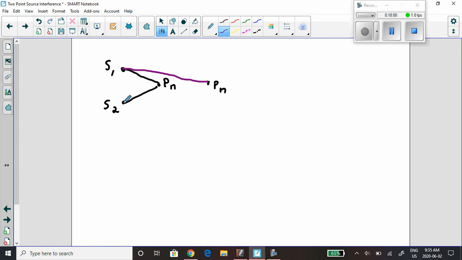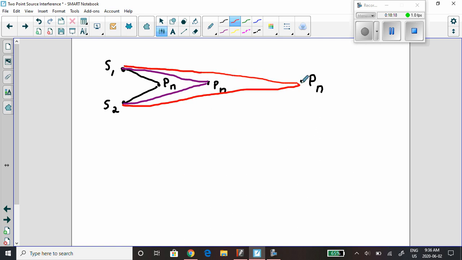right? And let's pretend these are straight lines. As I make Pn further and further away, look what's happening to the lines that I'm drawing. Look what's happening to these lines, right? These lines are starting to move this way. Look at them. See, it opened up. It opened up.